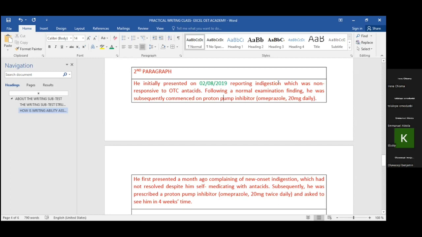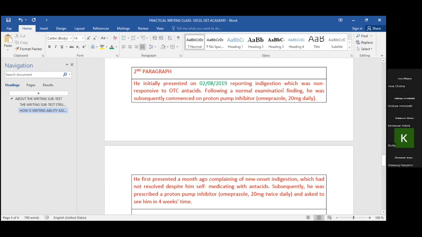Okay, as someone said, which was not relieved. Okay, you can also say which was not relieved with over-the-counter antacid. Or which was refractory, okay, to over-the-counter antacid. If you want to now use big grammar, you say something like which was recalcitrant, okay? So recalcitrant is a bigger vocabulary, but then, which was recalcitrant to over-the-counter antacid. Full stop. Then I said following a normal examination finding. Remember that the examination finding was normal, right? I said following, very good way to start.